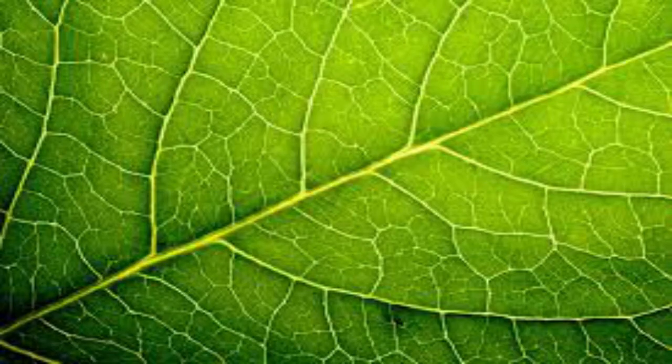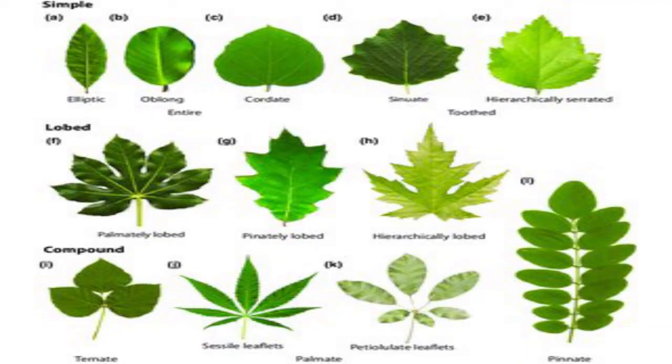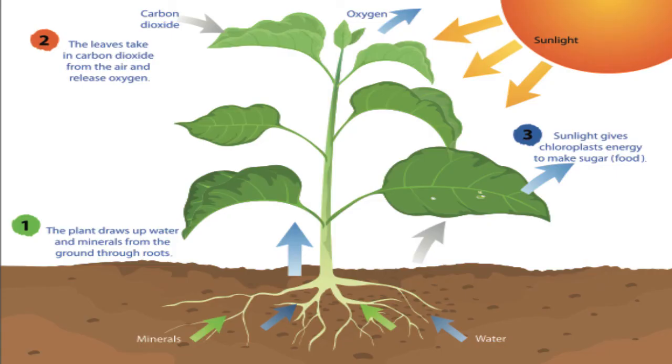The leaf. A plant makes food in its green leaves. Leaves are green as they have chlorophyll in them. Leaves are of different shapes and sizes. Green leaves use sunlight, carbon dioxide, and water to make food. This process is called photosynthesis.